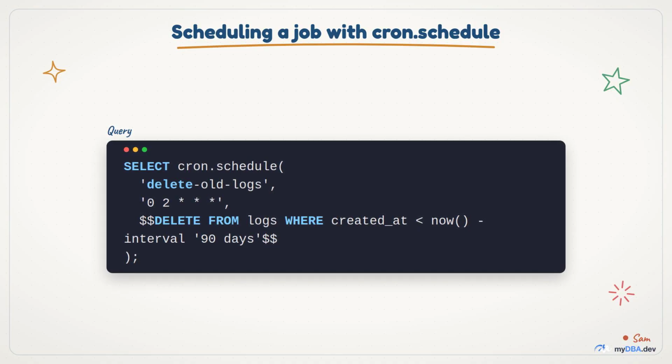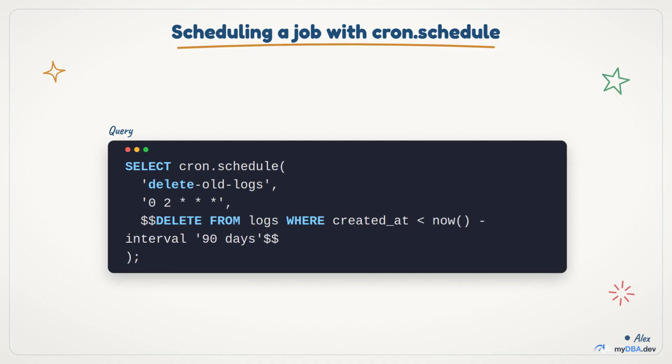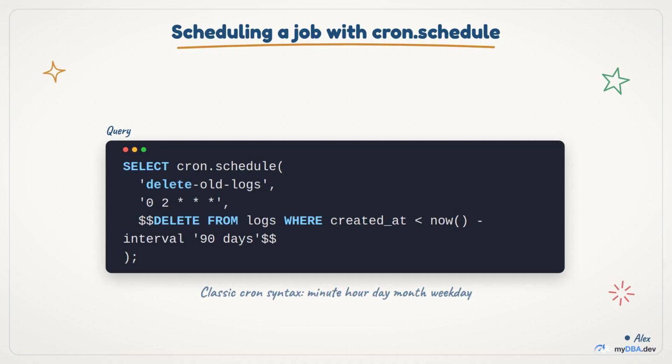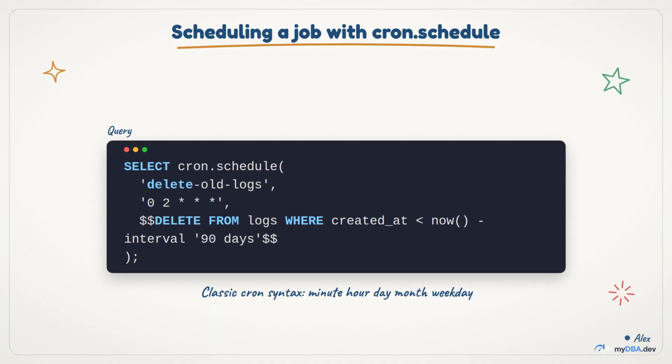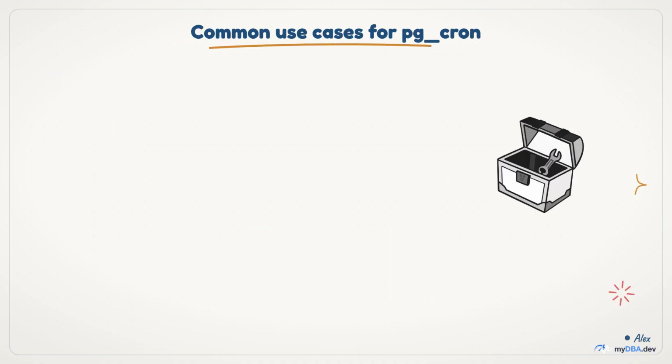And that delete runs every night at 2 a.m.? Yep. The cron.schedule function returns a job ID, and the job definition sits in the cron.job table. You can see all your jobs with select asterisk from cron.job, and you unschedule one by passing the job ID to cron.unschedule.